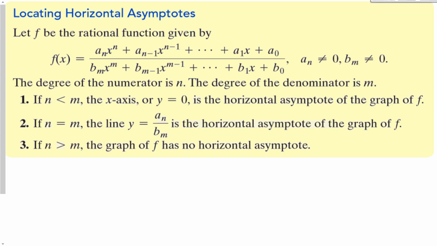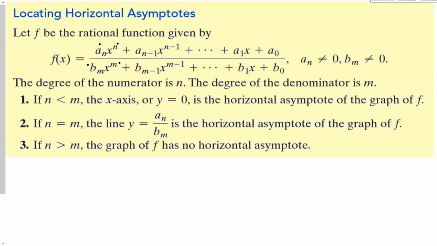So, let f be the rational function given by f of x is equal to, and this is just the long way of writing a polynomial equation. This is the long way of writing a different polynomial equation, with different coefficients but the same variable. The reason why we have to write it out instead of writing p of x over q of x is because we're going to care about these numbers right there. So we need to be more specific with our polynomial. And what you're going to do is look at the leading coefficients, the leading terms.